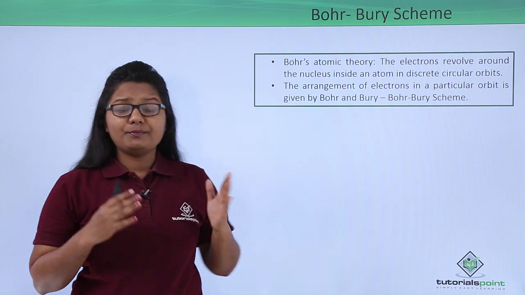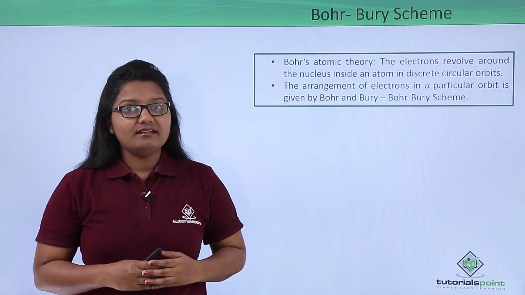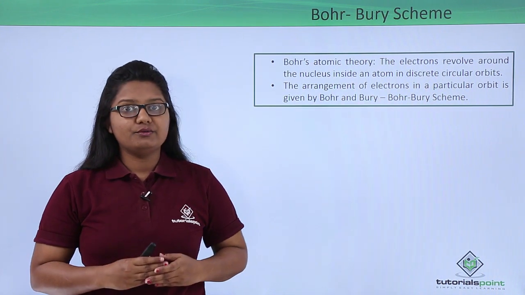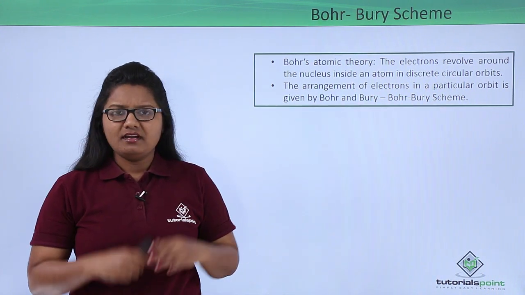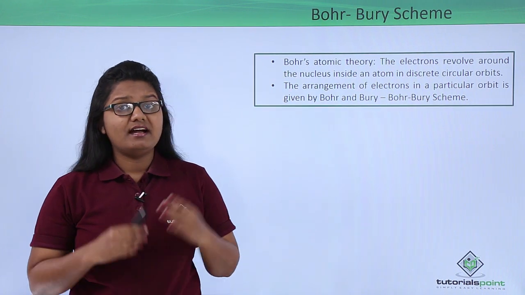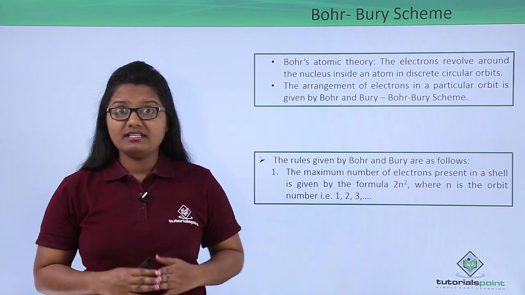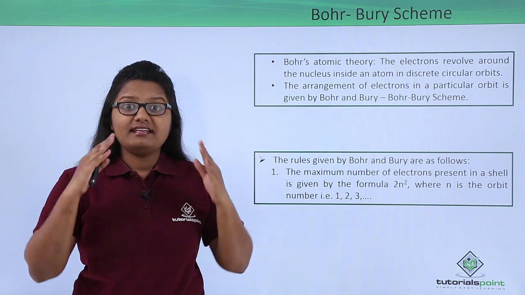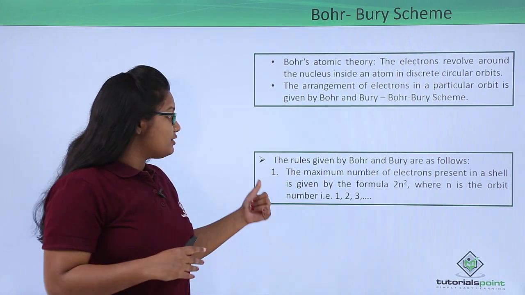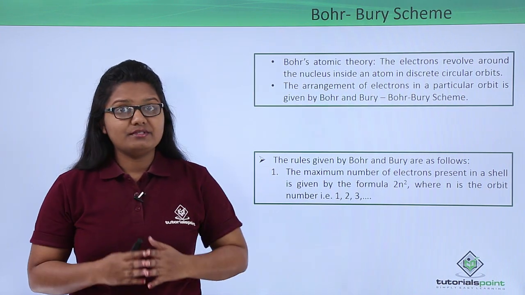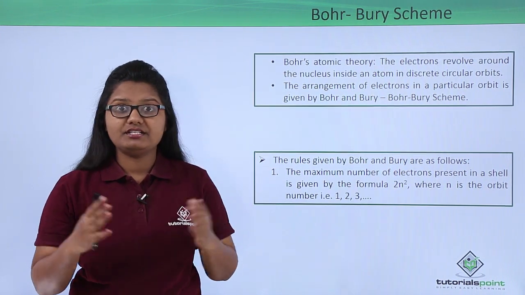This Bohr-Bury scheme is basically a set of rules that need to be followed while filling in the electrons in the shells of an atom. So, let us see what these rules are all about. There is a fixed number of electrons that a particular shell can accommodate. The first rule gives us that information, that is, how many electrons can be accommodated in a particular shell.